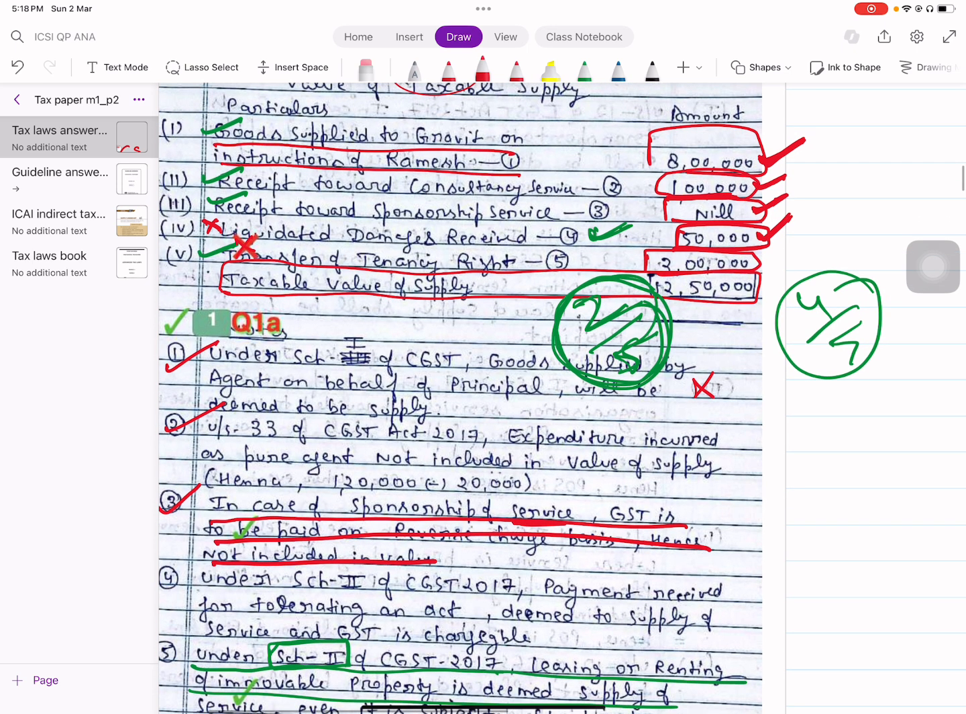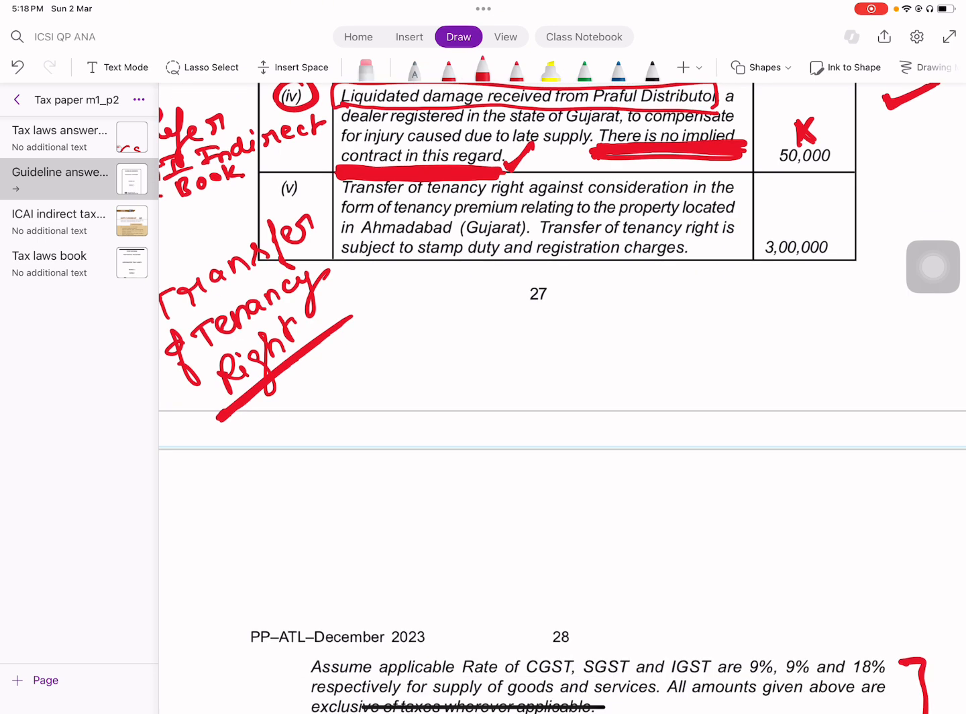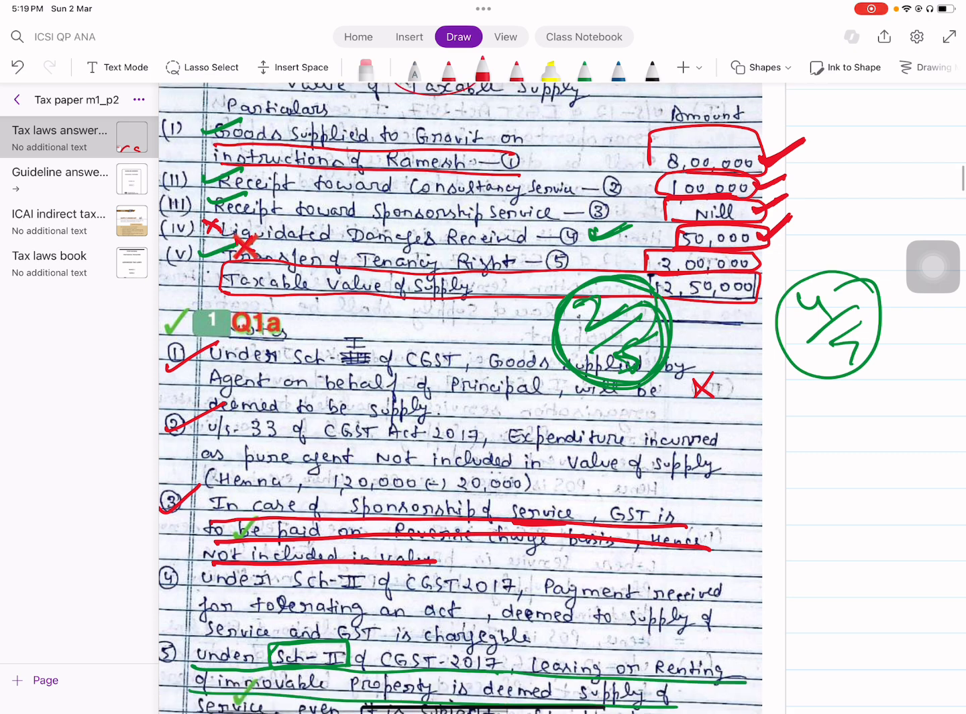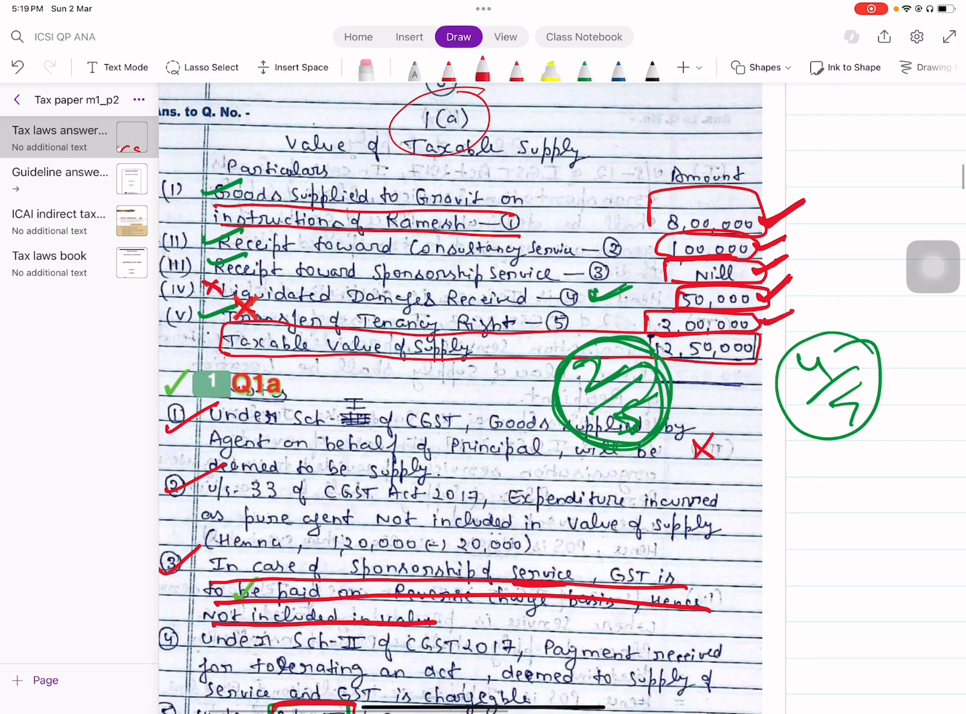Now the fifth transaction: transfer of tenancy right against consideration in the form of tenancy premium relating to the property located in Ahmedabad. Now the transfer of property right is subject to stamp duty. In GST, transfer of property right is subject to GST. Under Schedule 2 of the CGST Act, leasing or renting of immovable property is deemed to be supply of service even if it is subject to stamp duty. Hence, I have included it in the taxable value of supply.